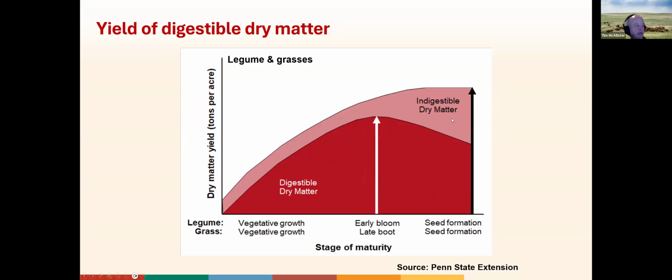And that becomes even more pronounced with legumes and grasses, where early bloom or late boot is the optimal time for harvesting, because the indigestible dry matter increases as the stems become more lignified as the crop matures. A good reflection of that is the level of risk associated with grazing alfalfa. If you graze alfalfa in the vegetative stage, where it's highly digestible and high in soluble proteins, you'll have a much greater risk of bloat because of the rapid digestion of that material. If you compare that to when it's fully mature in flower, the risk of bloat is much, much lower, but then the digestibility is also lowered as a result of that lignification.